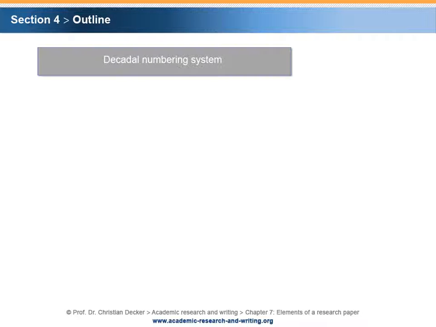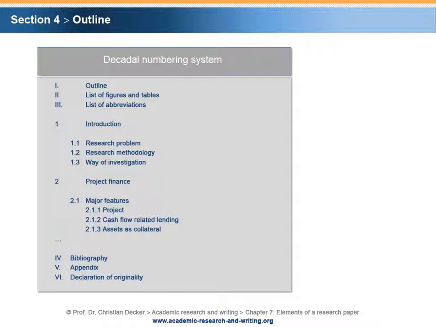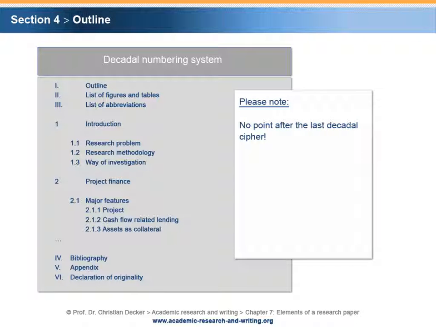The decadal numbering system implies the following components. The addments, directories, and annex section are numbered with Roman numerals and the main body is numbered with Arabic numerals. An advantage of the decadal numbering system is that the position of each chapter can be exactly identified due to the logic of the continuous numbering. Please note that there is no full stop after the last decadal cipher. As an example, it is correct to write 2.1 major features. It is incorrect to write 2.1 point major features.